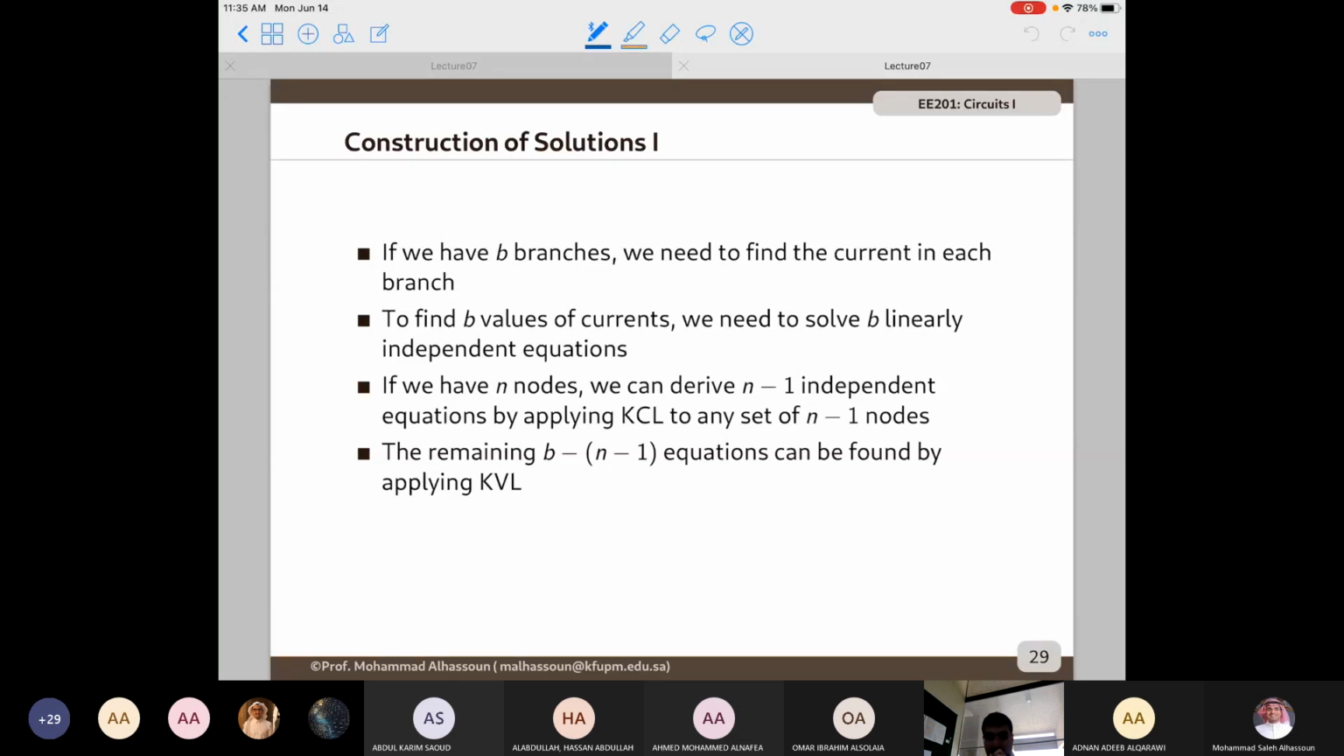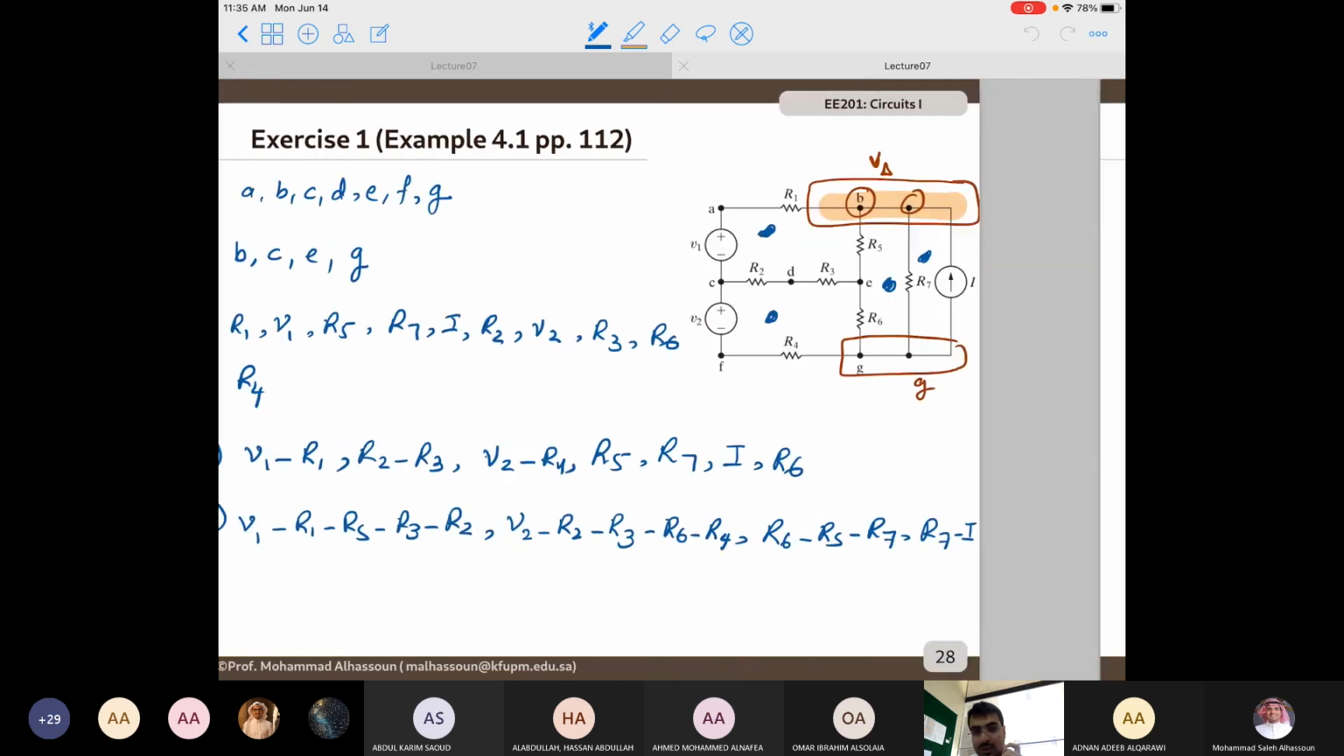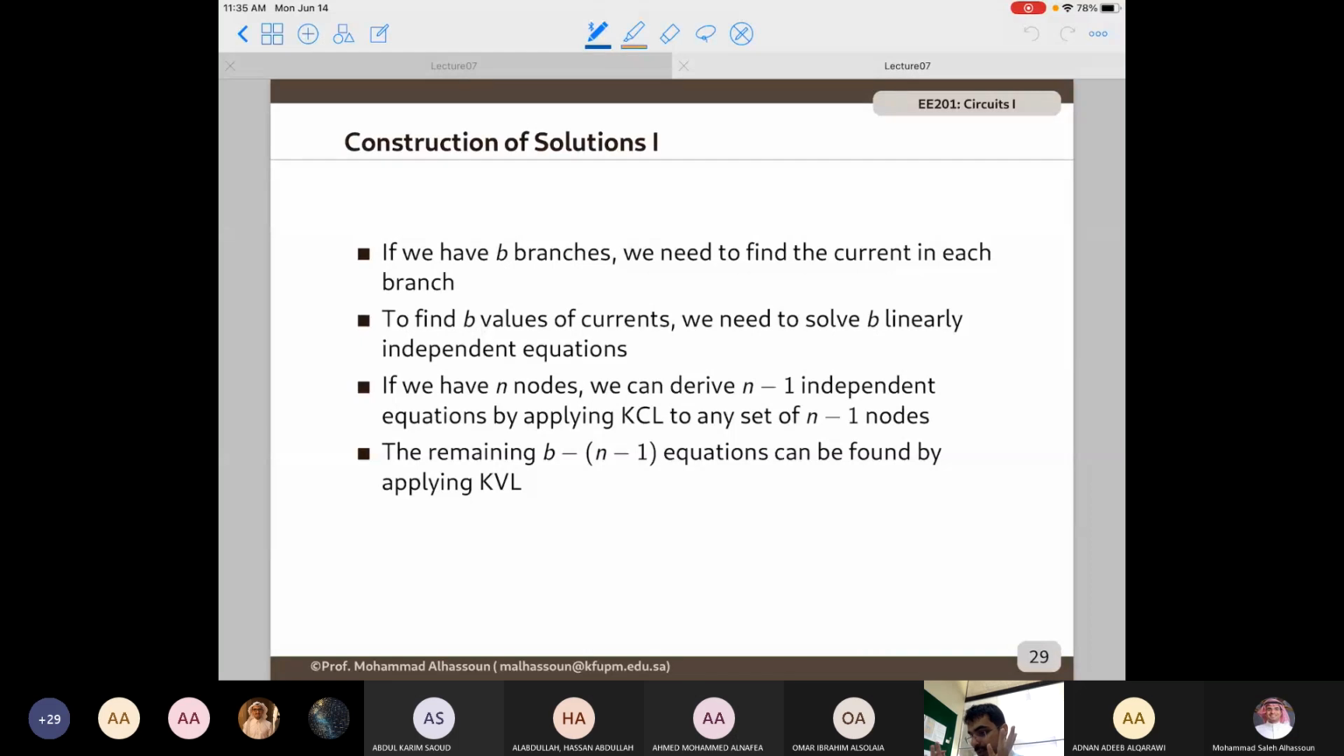So in order to construct the solution, I need to find the branch currents. In the previous case, I have 10 branches, but one of them has a current source, so the current is known. So in total, I have b branches, which is 9 in this case. To find them, I need to construct b linearly independent equations. So I have 9 currents that I need to know, and I have to construct 9 linearly independent equations.